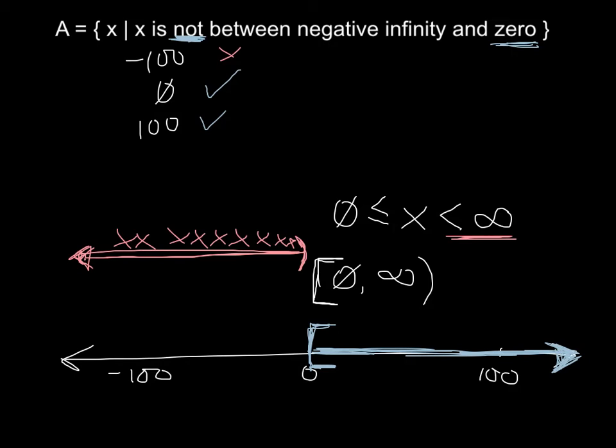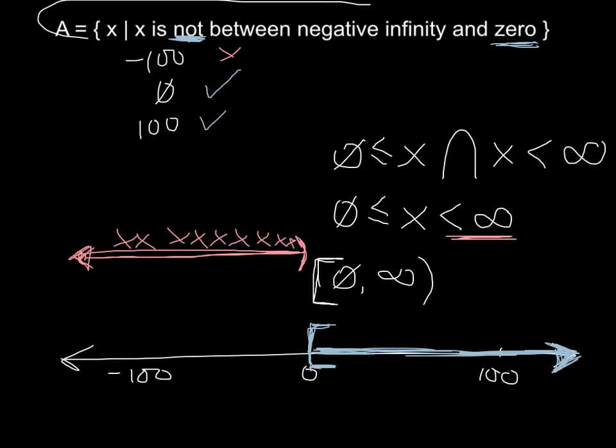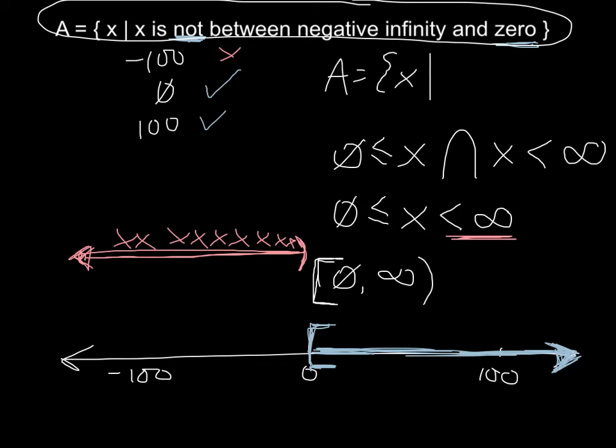We can say 0 is less than or equal to x, intersection x is less than infinity. For set notation, we already have it, but we can also just write it as A equals x such that x is greater than or equal to 0.